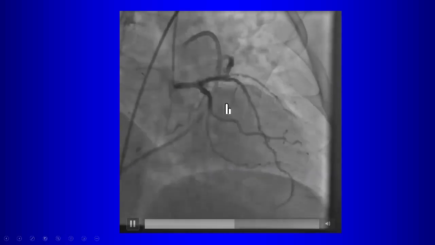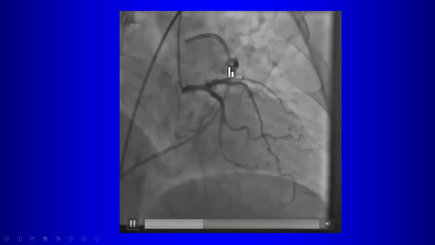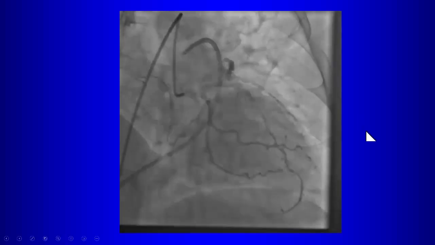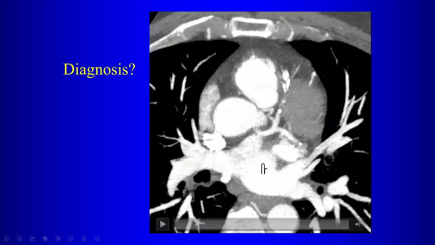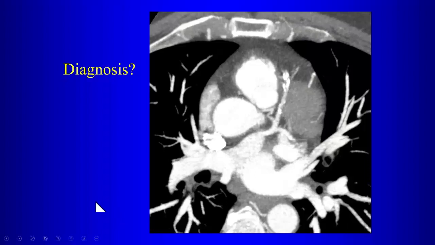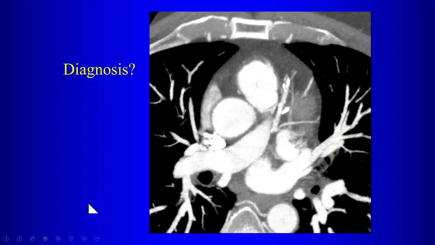Correct. Now you can see that there seems to be some problem here, right? Coming off of the LAD, right? See that? Yes. So I want you to take a look here at the LAD on this CT, and you tell me what the problem is.